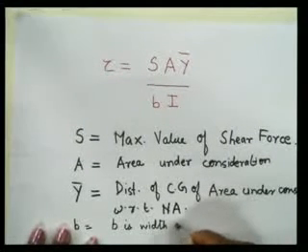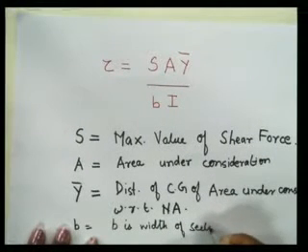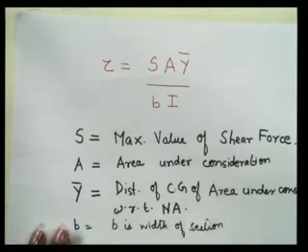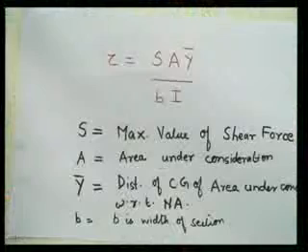Width of section, and I is moment of inertia. Okay, so this is the shear stress formula to find the value of shear stress, that is tau, which is equal to S A y bar upon B I.